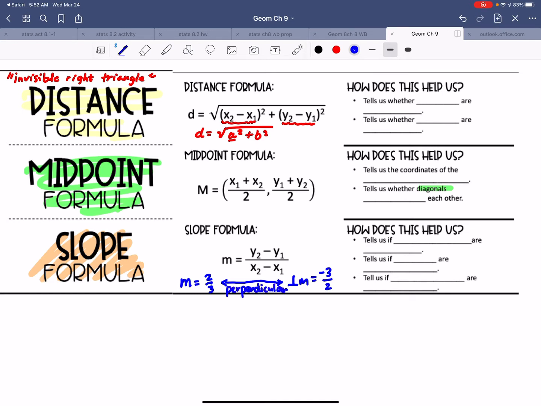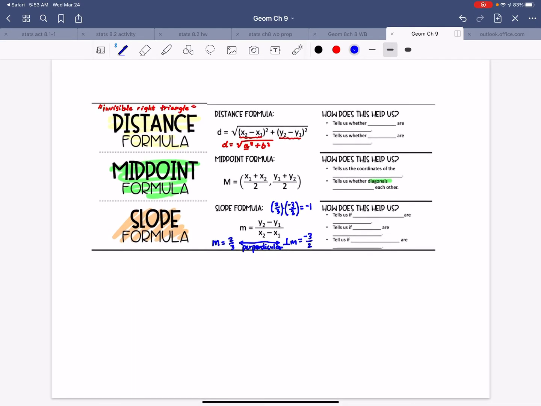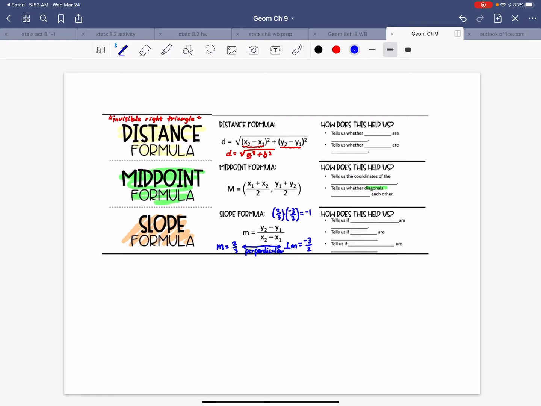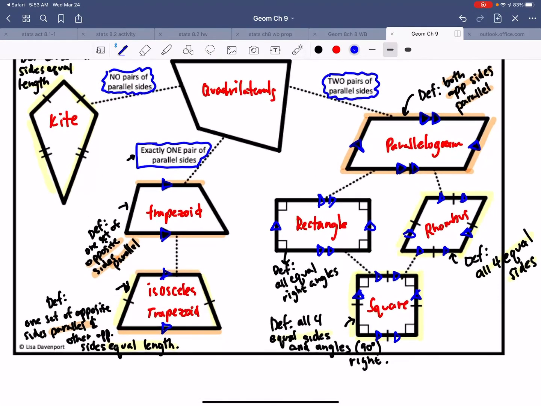because they're opposite reciprocals. Now, we also learned in this chapter a second way. It's if their product, if I multiply them together, I get -1. And so notice I do get -1 there. So there's a couple ways we learned in this section to find out if something is parallel or perpendicular.